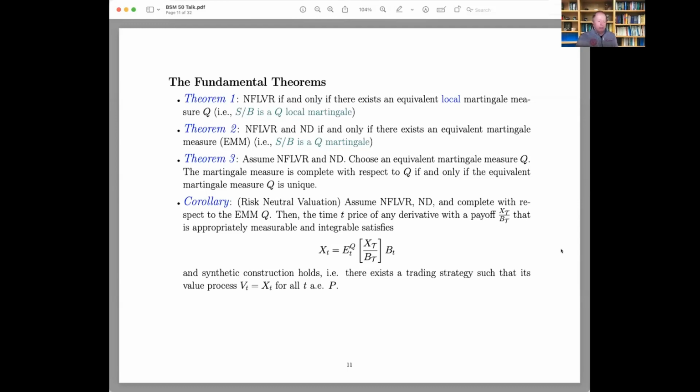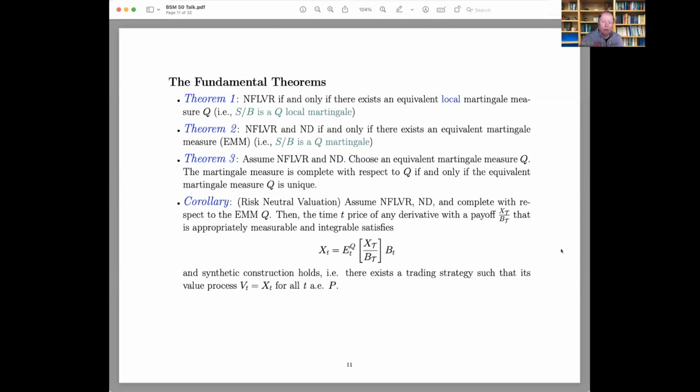And it's these three theorems that characterize economic notions in mathematical formalism. And the mathematical formalism enables us to develop theorems and understand subtle structures. And there's an important corollary, which I call risk-neutral valuation, where we're basically going to assume NFLVR, ND, and complete markets with respect to the now unique equivalent martingale measure. Then under those assumptions, the time t price of any derivative with a payoff that is appropriately measurable and integrable satisfies the risk-neutral valuation formula. You take its expected payoff, you discount at the stochastic spot rate of interest, and you get the arbitrage-free value of the derivative.